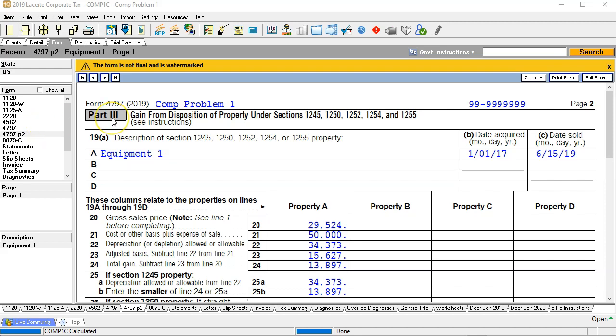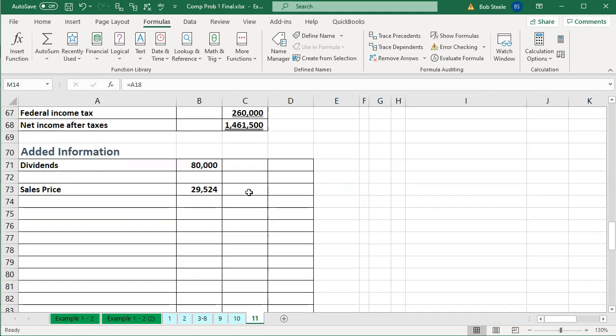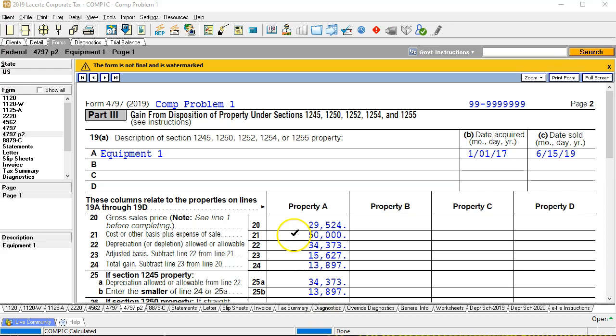So we're on the form 4797 where we had the gross sale of the 29,524. You'll recall, of course, that that's going to be our sales price down here, the 29,524, and then we'll scroll back over. Then we had the cost being the $50,000, the depreciation that we saw on the depreciation schedule, the $34,373, that giving us the basis of the $15,627, and then the gain of the $13,897.